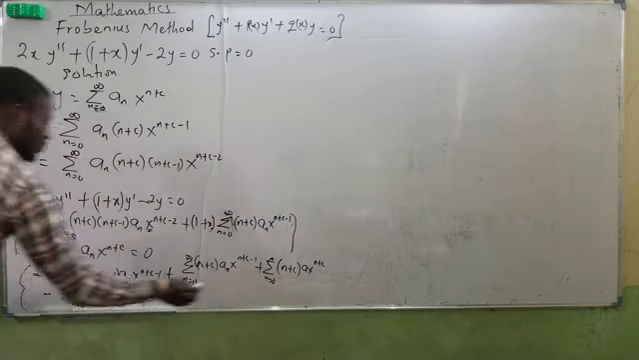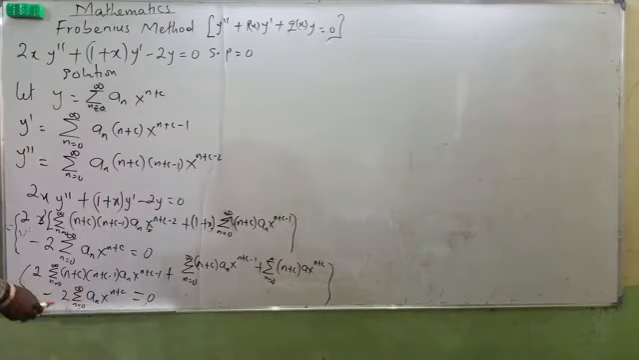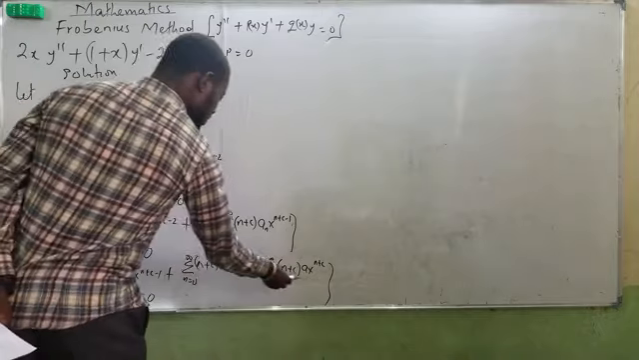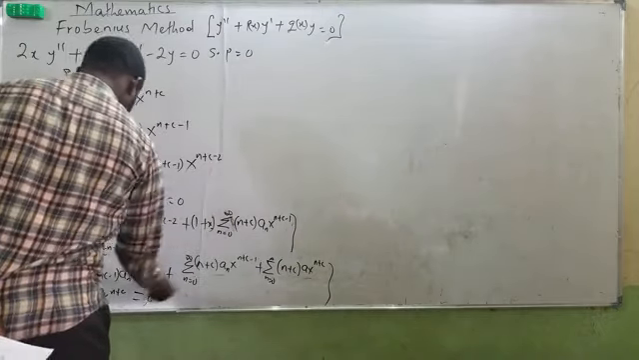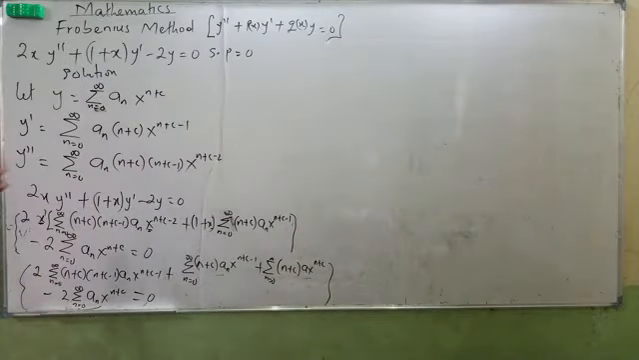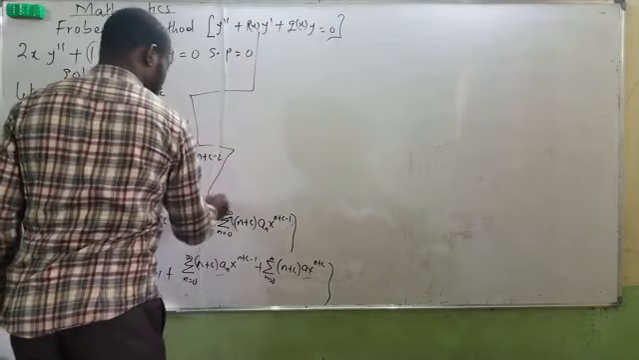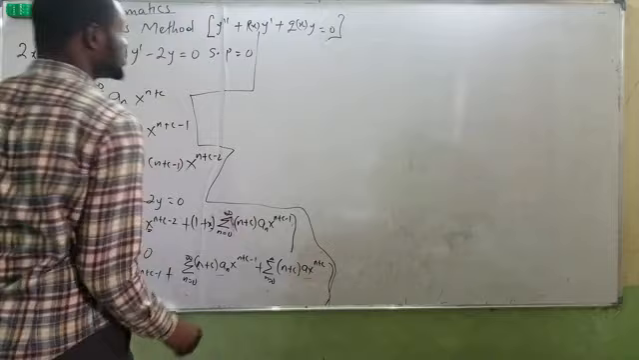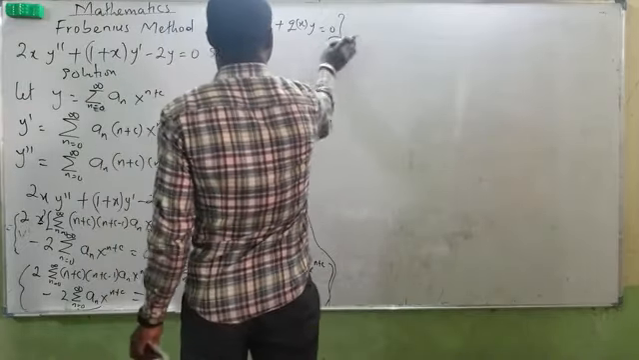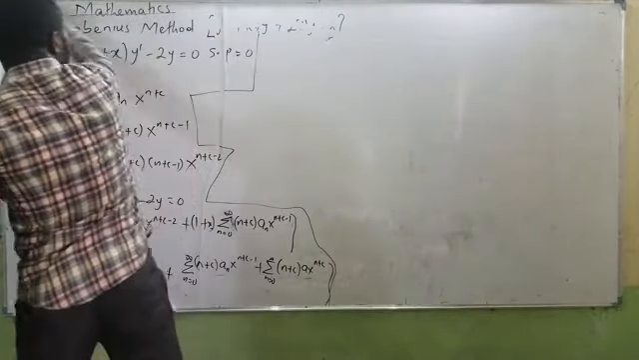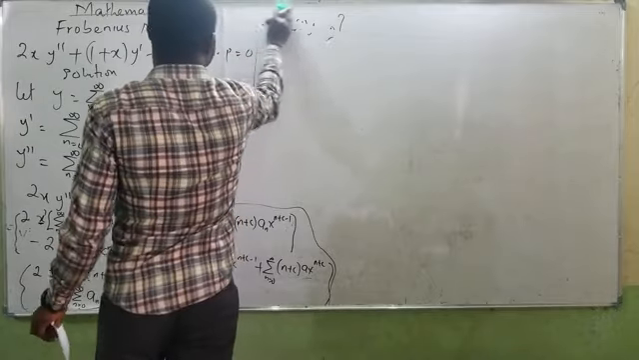I think it's good to put it this way. Now you can see that this and this are the same, and this and this are the same. It means they can be in one bracket. Please permit me to manage the board this way because of space. This is not necessary. This is not necessary. Okay.